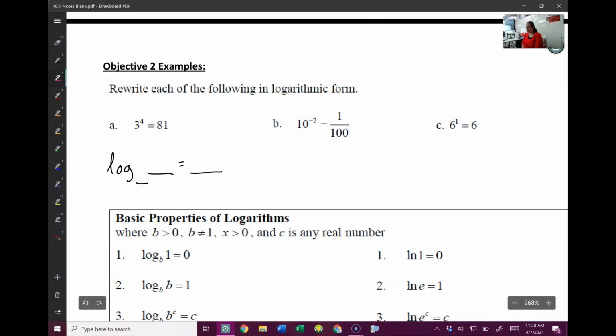So step 1, the base stays the same. Check. Step 2, flip the input and the output. And you're done. That's it. So I want you to pause the video and try and do B and C. Ready, set, go.